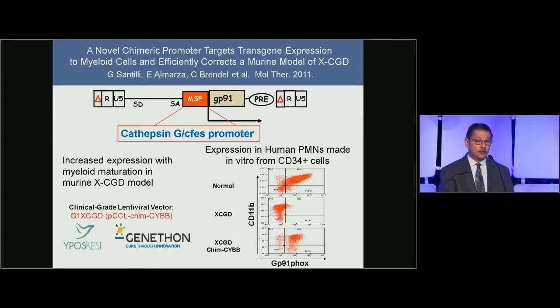And so clinical grade versions of this vector have been made by Genethon and Ypsilanti that are used in the clinical trial.